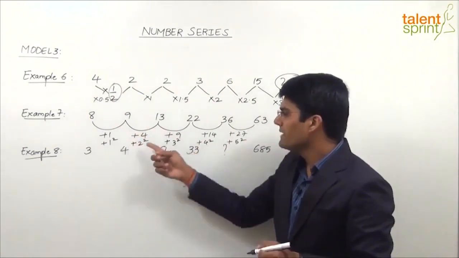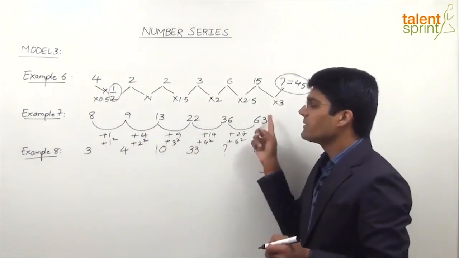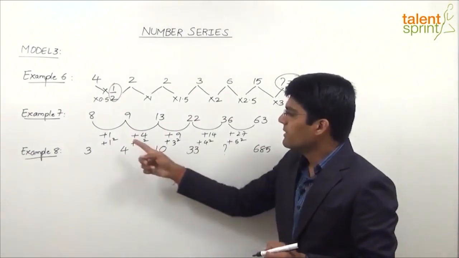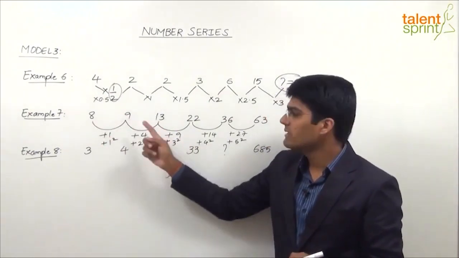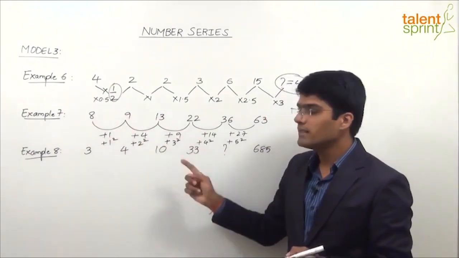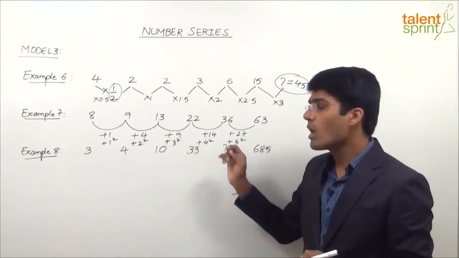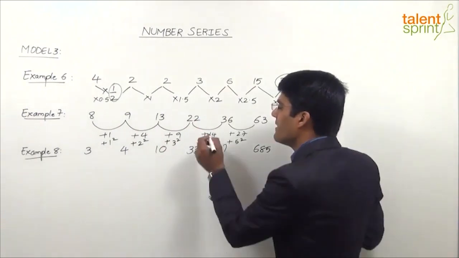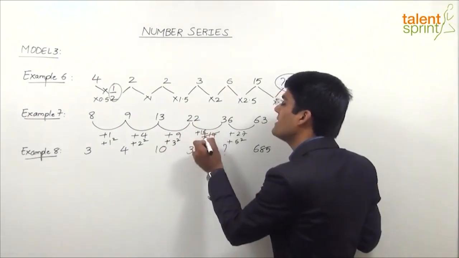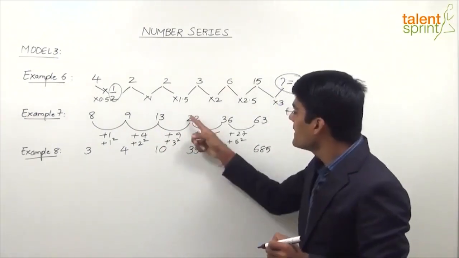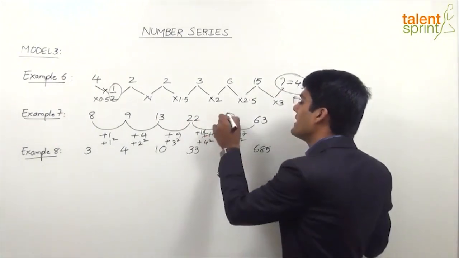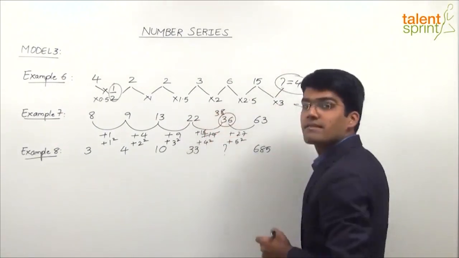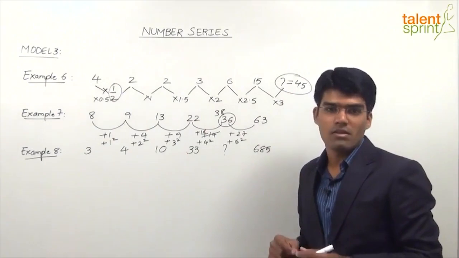So let's assume that this is the correct pattern and check which of the numbers here is wrong. For example, 8 plus 1 square is 9, 9 plus 2 square is 13, 13 plus 3 square is 22. Up to this point it is correct. But then 22 plus 4 square will be 22 plus 16, but not 22 plus 14. And 22 plus 16 should be 38, and the given term here is 36. So maybe 36 is the wrong number.